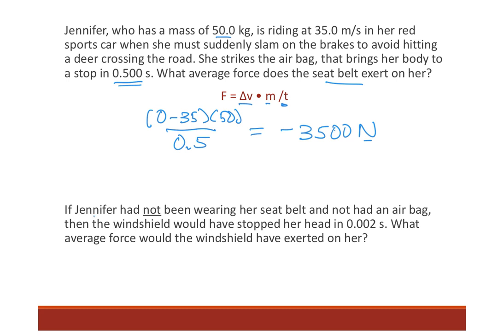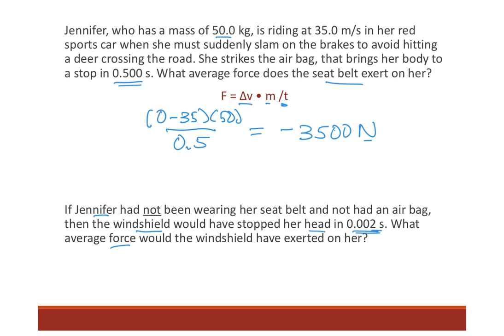Compare that to if Jennifer had not been wearing her seatbelt and did not have an airbag. So then her velocity change is going to happen because the windshield is going to stop her head in a very short period of time. Instead of taking half a second to come to a stop, it's going to come to a stop in 2/1000ths of a second. So what would be the force then that the windshield is going to exert on her head?